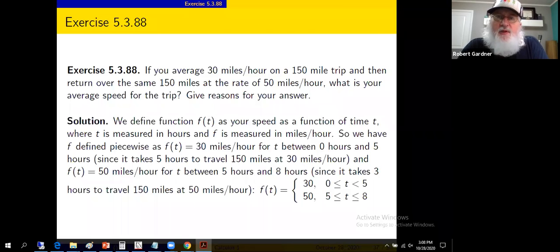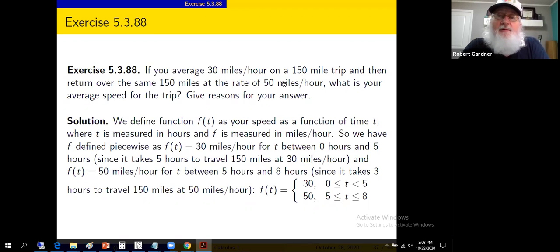Let's formalize it with calculus. So they're asking for the average of something. All right, let's define a function f that represents speed, and we'll find the average of that speed function over the relevant time period. So define the function f of t as your speed as a function of time t, where t is measured in hours and f is measured in miles per hour. It's a speed. So we've got f defined piecewise as f of t is 30 miles per hour for t between 0 hours and 5 hours.